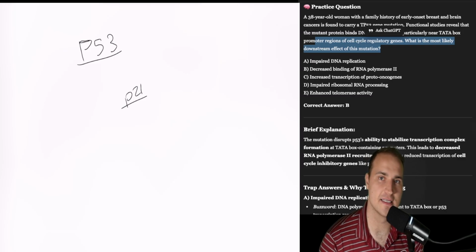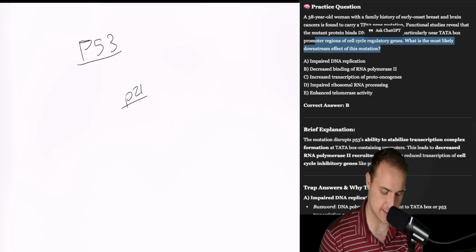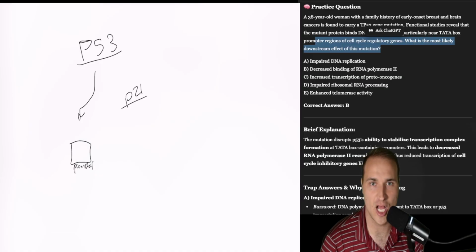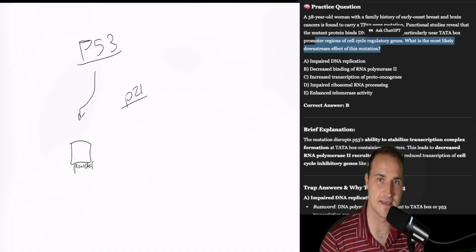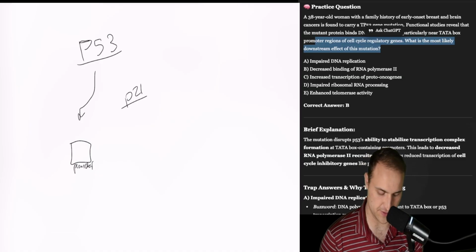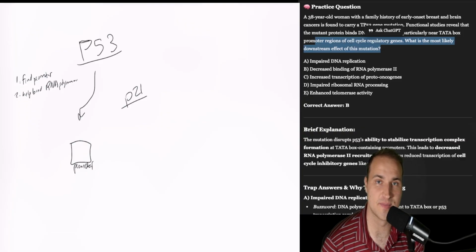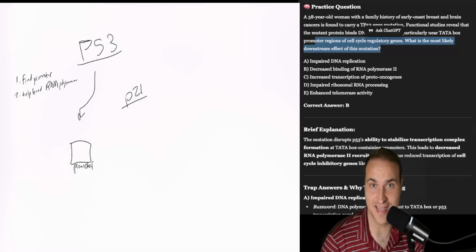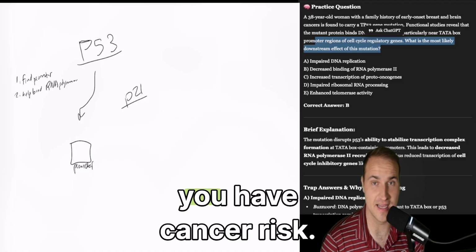Now, what exactly does it do? It finds the promoter, which is like the start site of certain genes, and it helps the RNA polymerase bind there so that the gene can be copied or transcribed. So it helps the RNA polymerase bind there. And so if P53 is broken, then that security guard is dead, let's say. The genes don't get turned on, and so the cell division just keeps on going, and you have cancer risk.